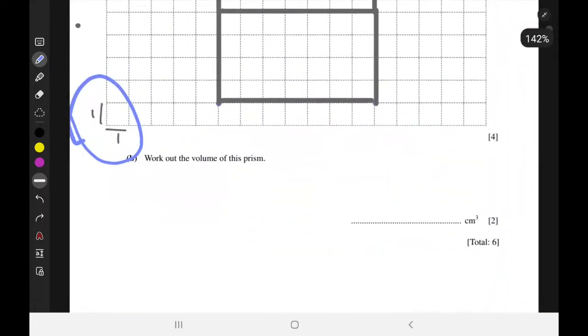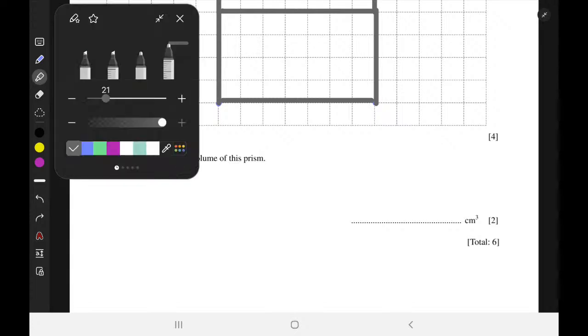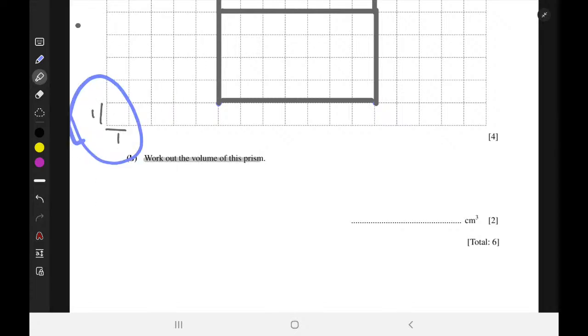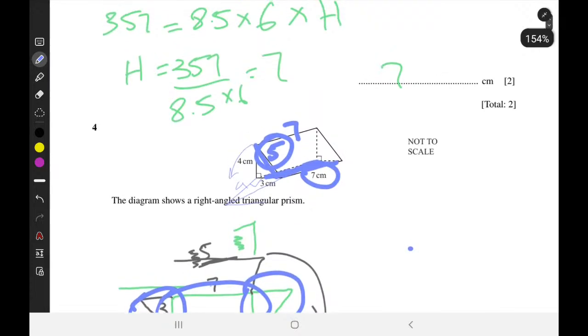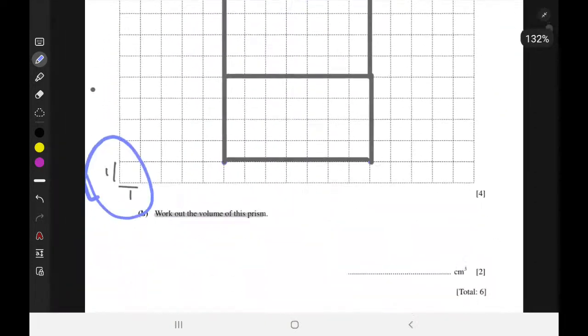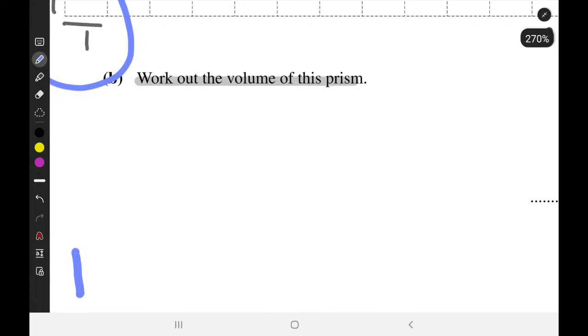Okay. Work out the volume of this prism. Wow. Now we know the basic formula that has always been there, which is base area multiplied by height. Now what is the base? It is a right angle triangle. So what is the formula for area of right angle triangle? It is 1 upon 2 base multiplied by height. Alright, so 1 upon 2 base, what is the base?